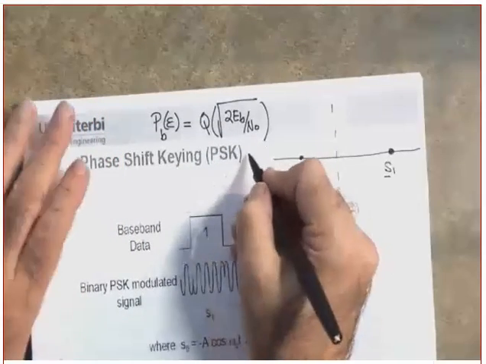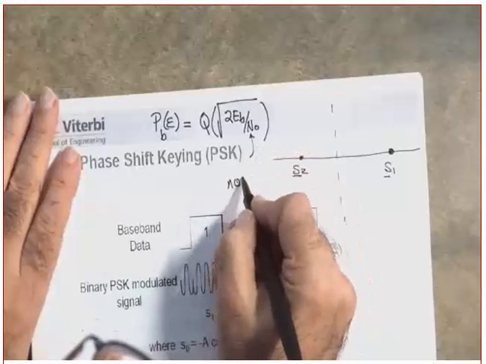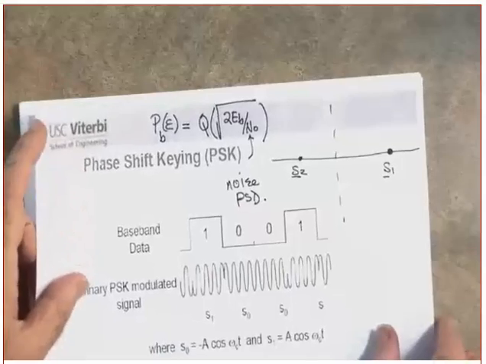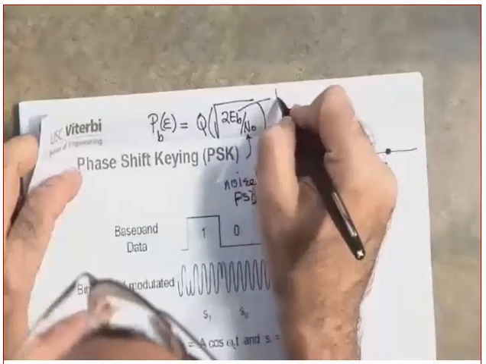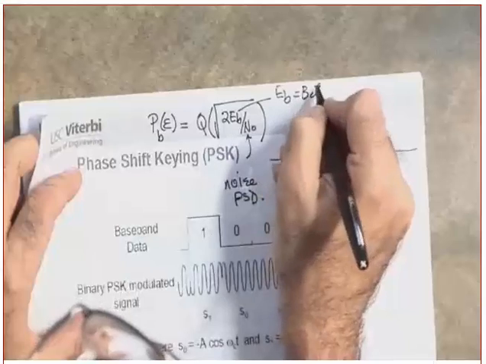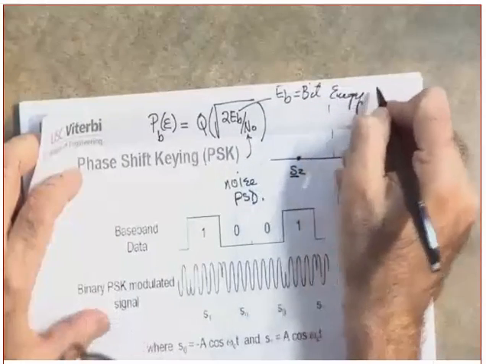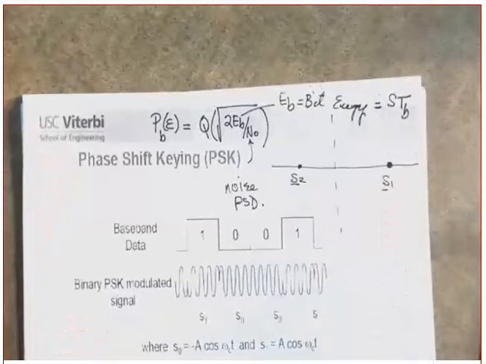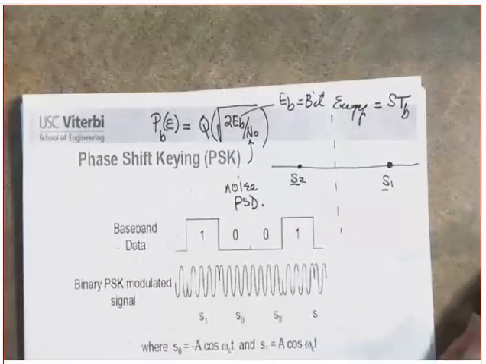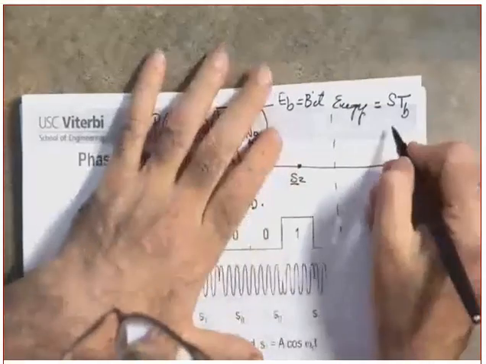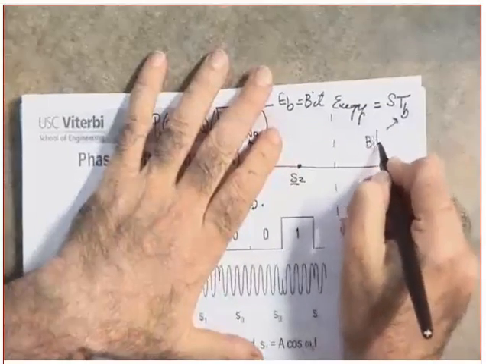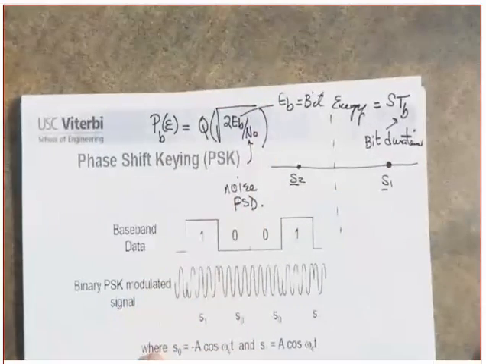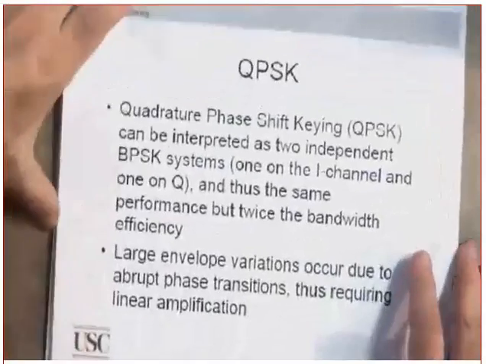This N0, by the way, is the noise power spectral density. EB, of course, is the bit energy, which is equal to S times TB, where TB is the bit duration. Clear? Okay, good.